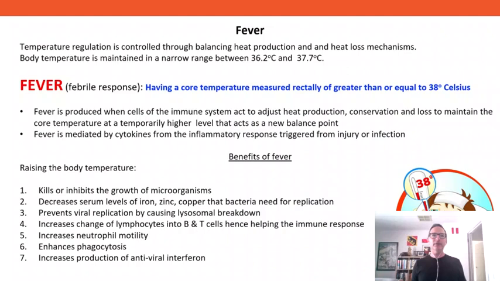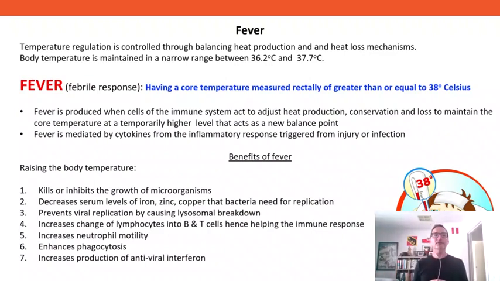But one of the main reasons is because if we have pathogens like bacteria, they can only survive within a narrow temperature range. Our cells are a little bit more resilient. So it can kill or inhibit the growth of microorganisms directly. Secondly, it decreases our serum levels of iron, zinc, copper, and other elements that those bacteria need in order to reproduce. So if we starve them of all of those elements, they can't replicate. It also prevents viral replication by causing the lysozymes to break down. So virus literally can't package itself up and form itself, which is good.